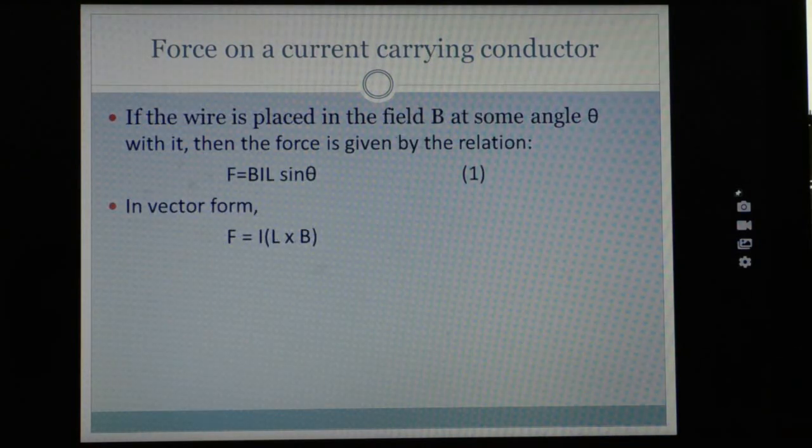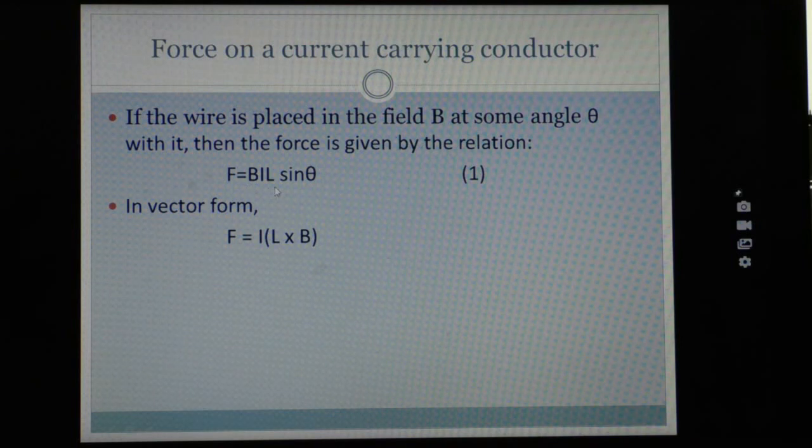If the wire is placed in the field B at some angle theta with it, then the force is given by the relation F is equal to BIL sine of theta, where theta is the angle which the conducting rod makes with the field. Why are we using sine of theta here? Why are we not taking cos of theta? Because I told you earlier that here we have to place a conductor perpendicularly in a magnetic field. That's why we take sine of theta.